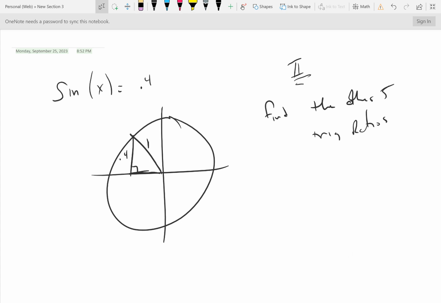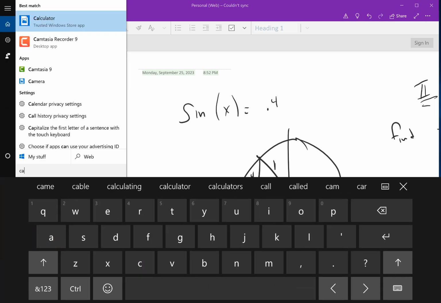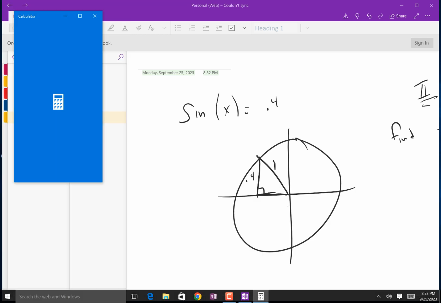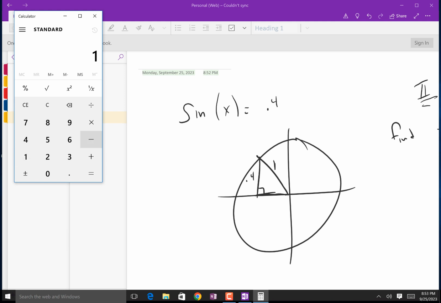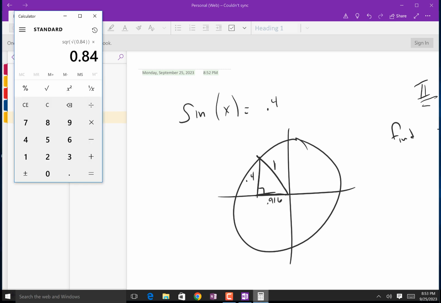Calculator. Excuse me. 1 minus 0.16. That's just 0.4 squared, yes? And square root of that gives 0.916. Is that true? If you don't believe me, you can just go 0.4 squared plus 0.916 squared, which gives 0.999, basically 1, okay? That's pretty sweet.